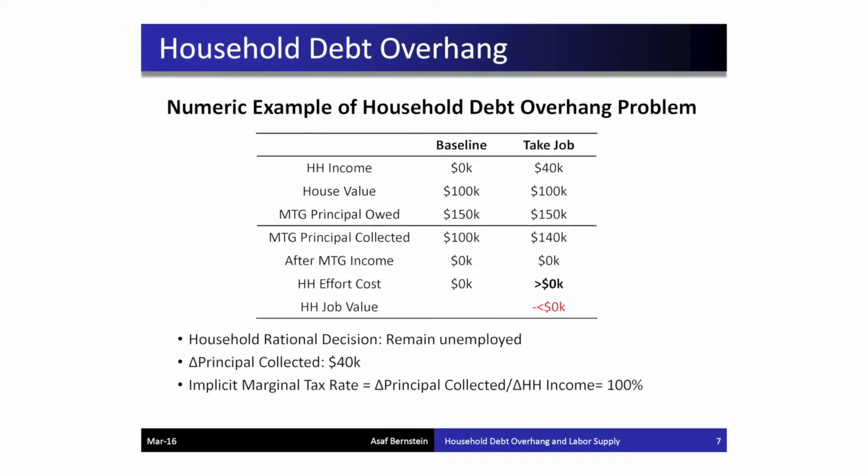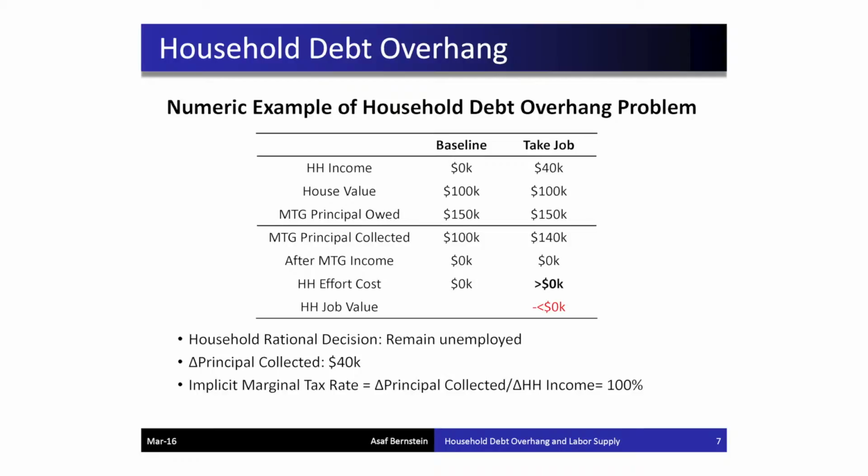Let me take a real quick step back and explain again what I mean by this household debt overhang. Imagine here in the baseline case you have a household who for simplicity earns nothing. They have a mortgage which they owe at the end of the year for $150,000, but the house price fell and so they only have a house worth $100,000. So they have $50,000 in negative equity. They go to the bank, and the bank says, we don't want you to walk away from the mortgage, so you don't have to pay back the full $150,000, why don't you just pay us back $100,000?